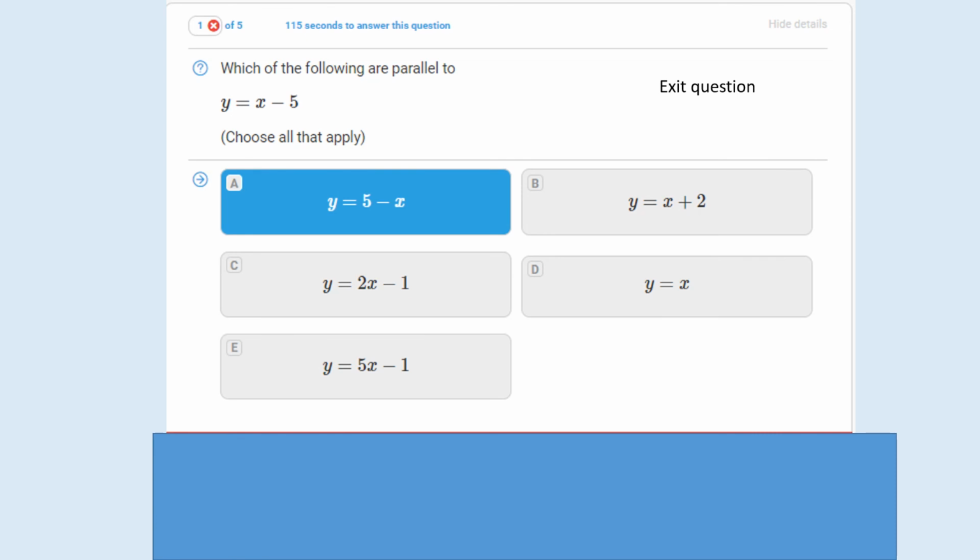So this is our exit question. For a get to 5, you need to be able to tell me which of the following lines are parallel to y equals x minus 5. It's a multiple choice. A is highlighted for no specific reason, so don't worry about that. It's simply the way it comes up when you select it. So have a look and email me your answers. Tell me which ones are parallel to y equals x minus 5, and remember that some of them you might have to rearrange.